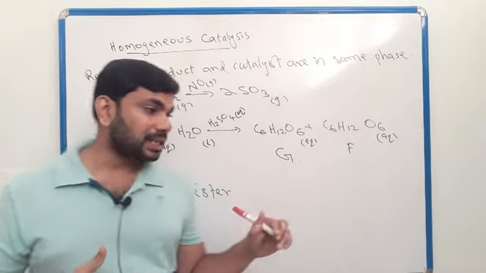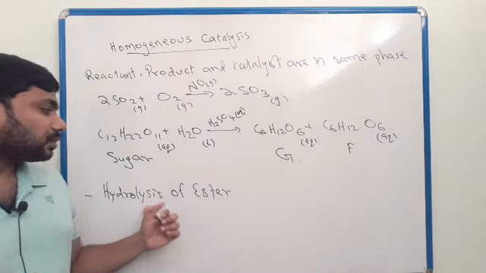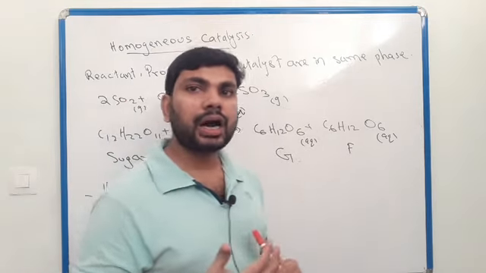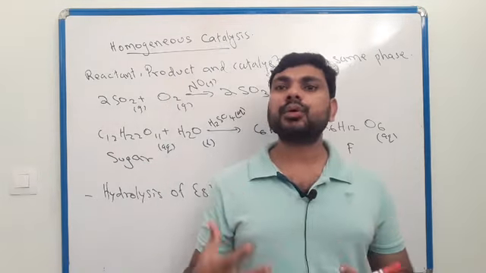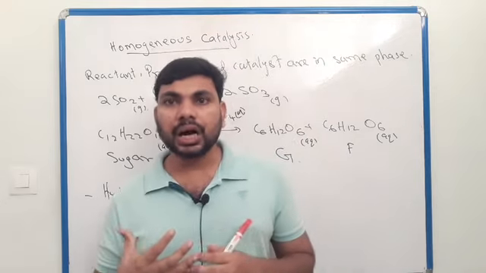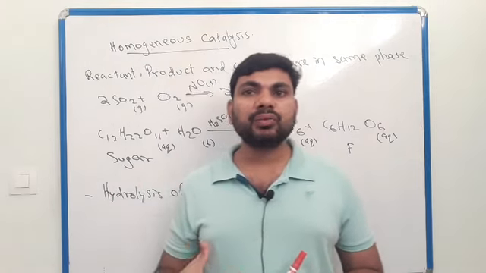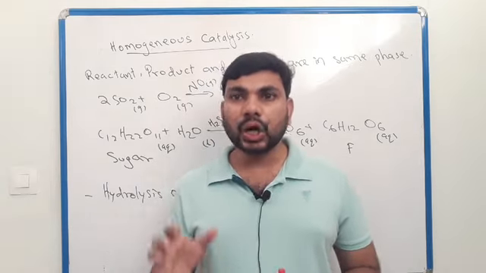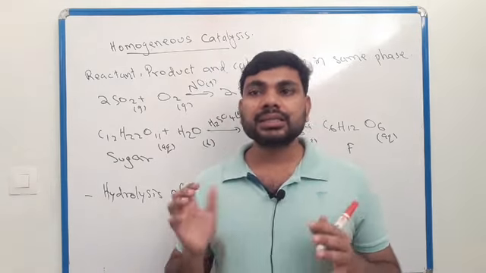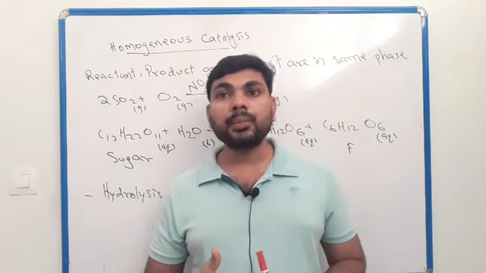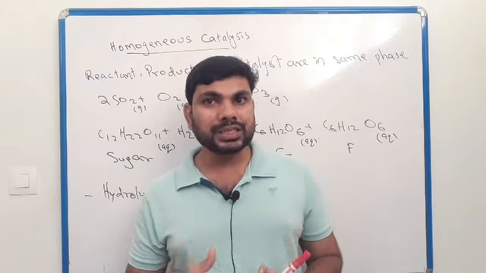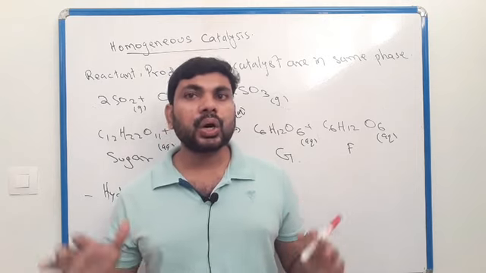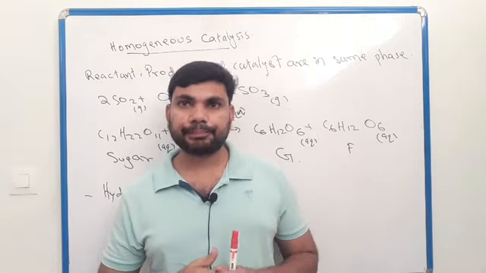Last example: hydrolysis of ester. Ester after hydrolysis changes to carboxylic acid and alcohol in the presence of aqueous sulfuric acid. This is also an example of homogeneous catalysis. Homogeneous catalysis means the reactant, product and catalyst are all in the same phase.